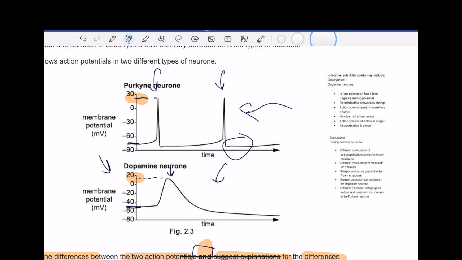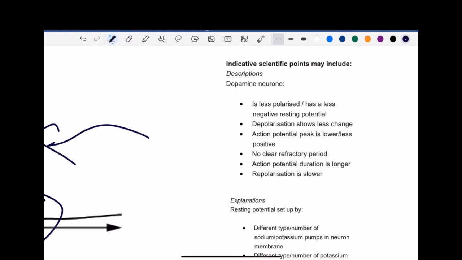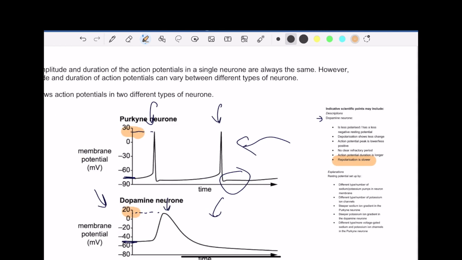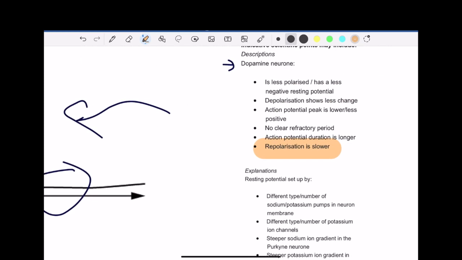Okay, let's see. See, this is what they did. They only picked one and used comparative wording because it's just so simple to do that. It talks about less polarization. Okay, so oh no, I did say that because I said it has a less negative resting potential, I think. What did I not say? Repolarization is slower. That was pretty obvious. I should have said that. But now I'm going to write that in my notes and I'm going to ensure that I write that next time.